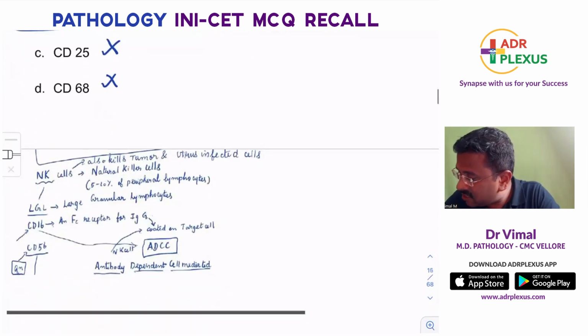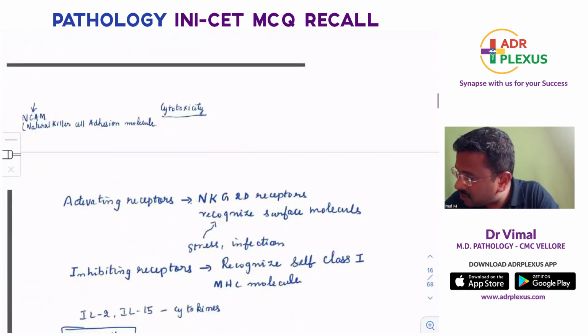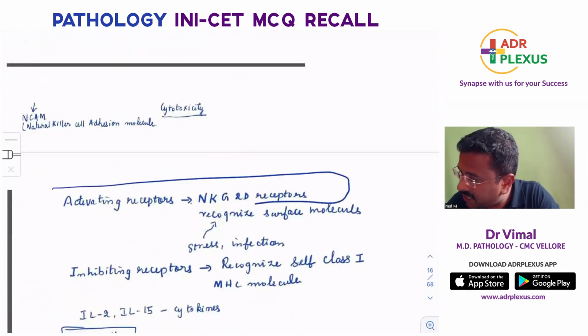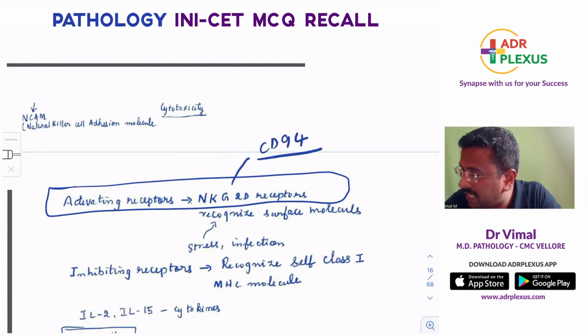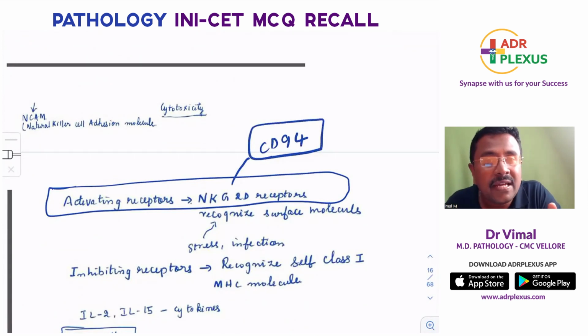These receptors are called activating receptors. We have quite discussed in our workbook that they are the NKG2D receptors. These NKG2D receptors are the CD94.